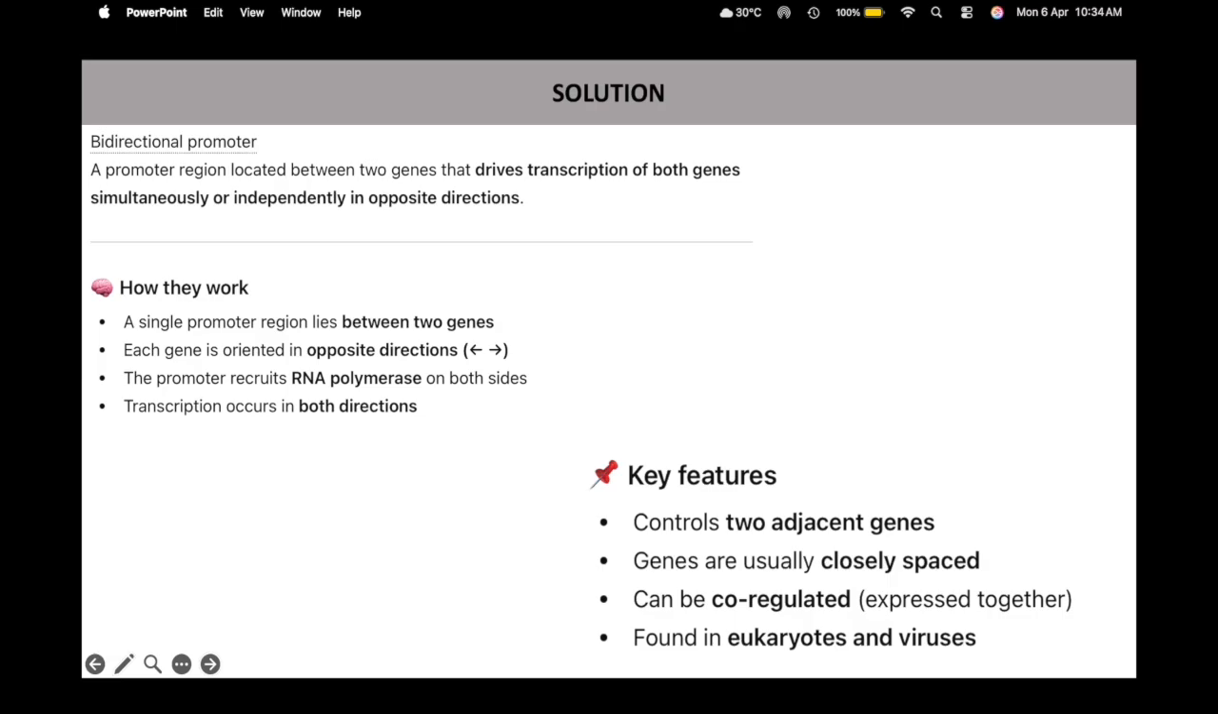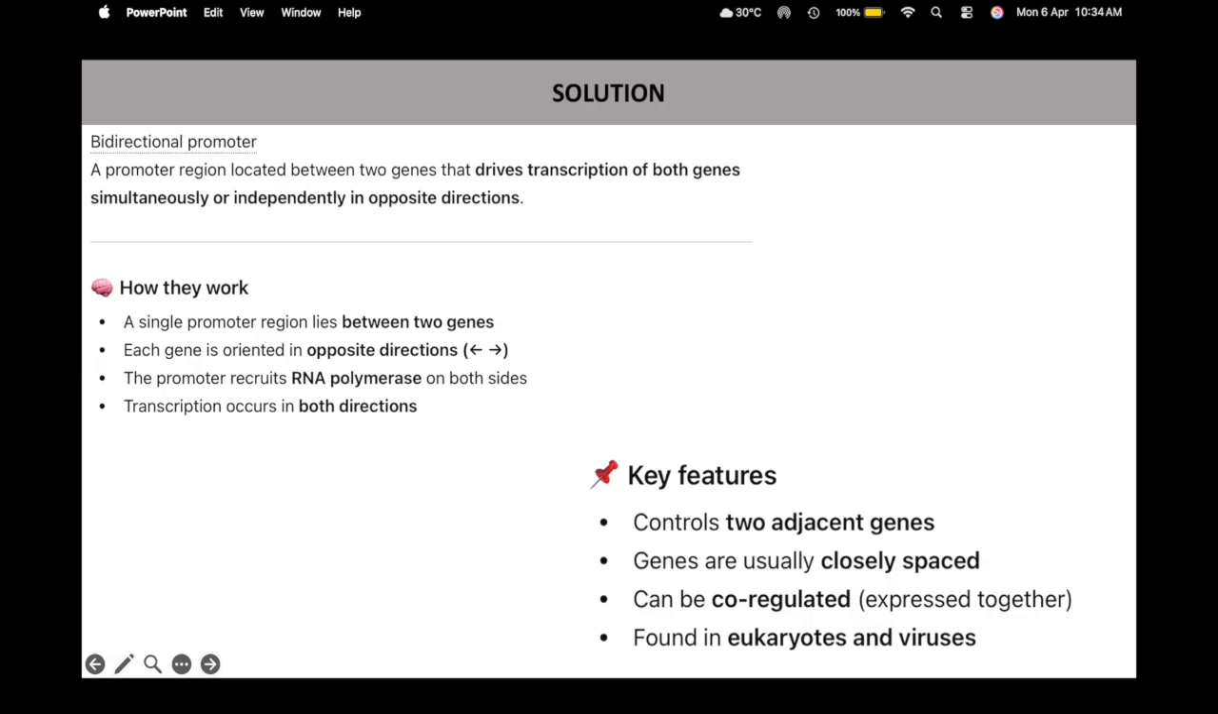It can be either simultaneous or independent, in opposite directions. These kinds of promoters are called bidirectional promoters. Sometimes these promoters can drive one gene completely and one gene partially, or they will drive both the genes at the same time, or they can be independently and 100% driving that particular gene. So this is the definition of bidirectional promoters.